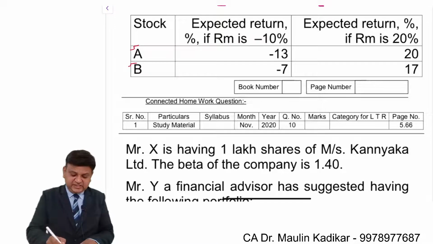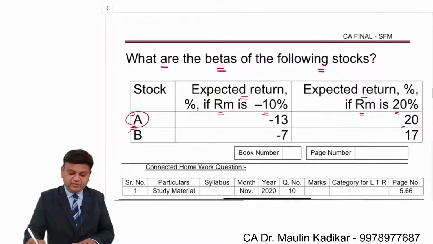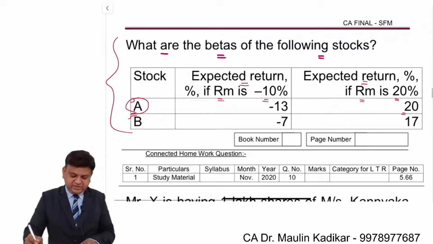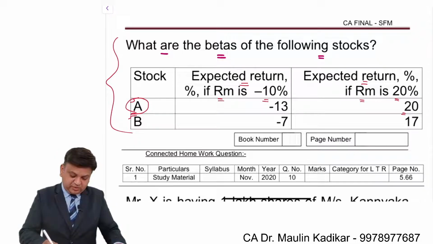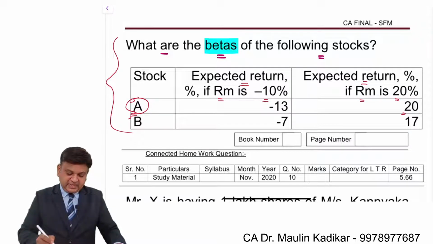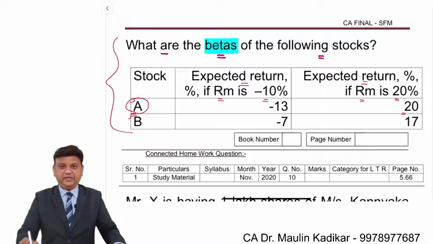The question says, what is the expected return from the security A if RM is negative 10%? And what is the expected return from security A when RM is positive 20%? Like that, we have been provided with the information with respect to these two securities and we are required to compute the beta. I request you to make the calculation of the beta and put your answer in the chat box.